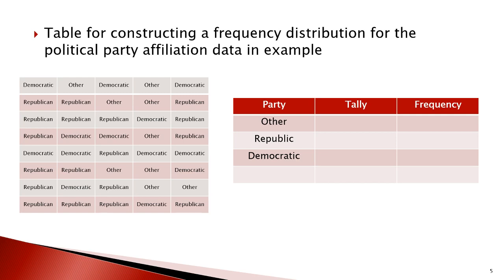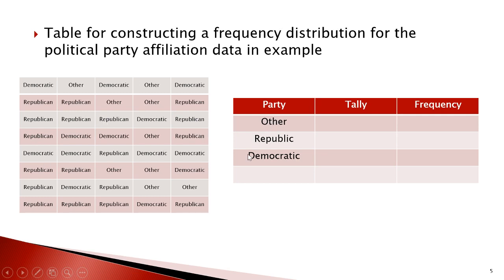The first step is to create this table. That is, the first column is party, the variable values that we have in this qualitative variable: other, Republican and Democratic. And then the second column is the column where we put the tally marks. And the third column is the frequency column. Okay, it's very easy to identify how many other values are in this variable.